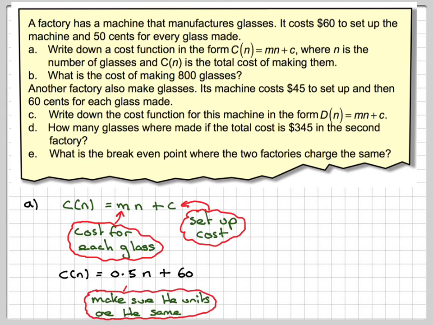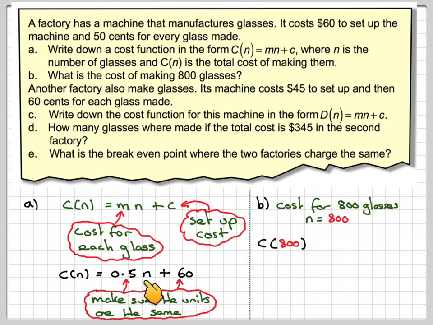Just a little comment here. Make sure the units are the same. What's the cost of making 800 glasses? Well, for that, we want to find the cost for 800 glasses, so n will be equal to 800. So C of 800, replacing n with 800, is going to be 0.5 times 800 plus 60, which is equal to $460.